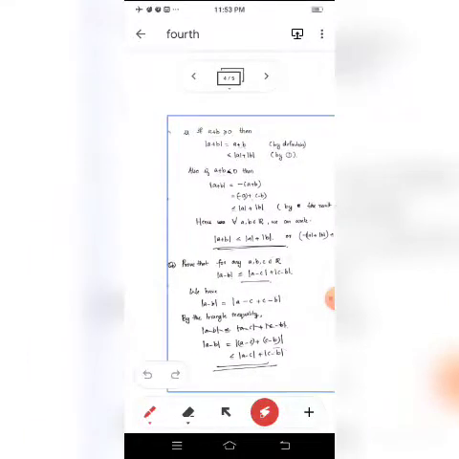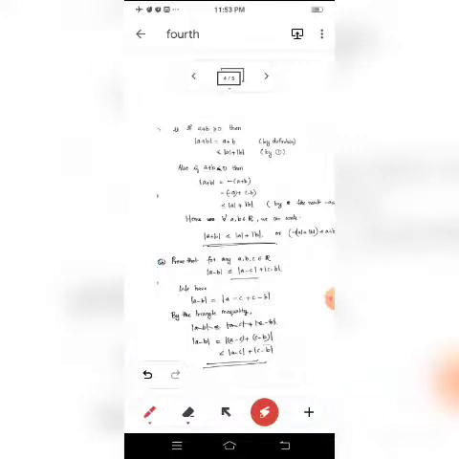Now, if a plus b is greater than or equal to 0, then we can write modulus of a plus b equal to a plus b by the definition of absolute value function. That will be less than or equal to mod a plus mod b, since equation 1 implies that a is less than or equal to mod a. By that equation, we can write modulus of a plus b less than or equal to mod a plus mod b.